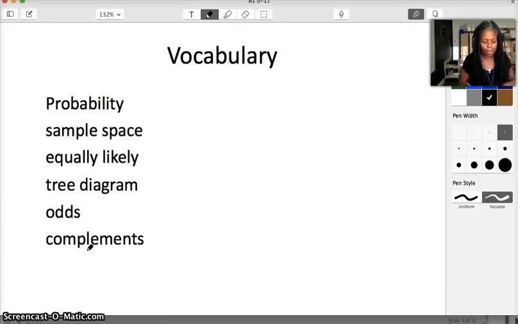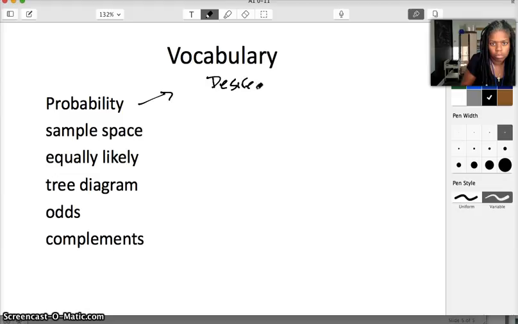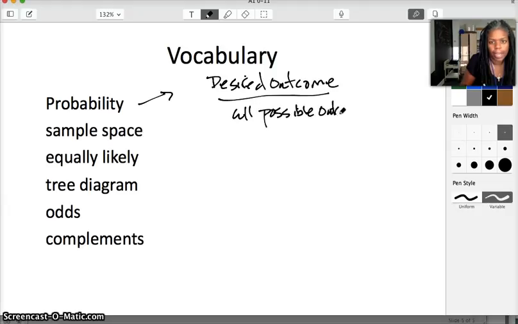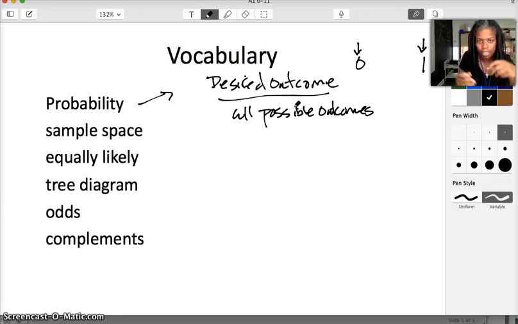Basic probability is really trying to figure out the ratio of the desired outcome to all possible outcomes. So that's always going to be a ratio, somewhere anywhere from 0 to 1. 0 means it will never occur. 1 means it will definitely occur. So anywhere in between 0 and 1, you can have a probabilistic ratio.